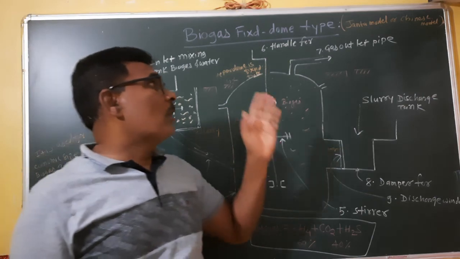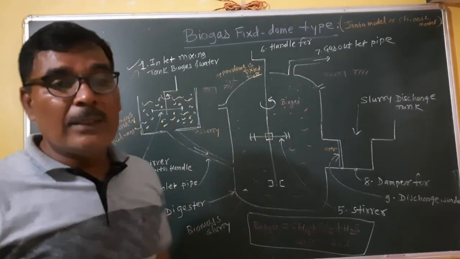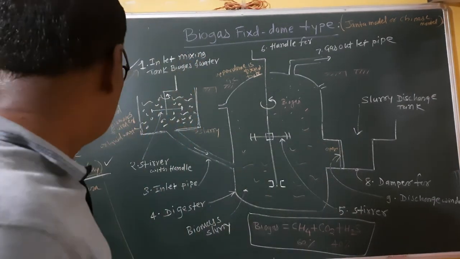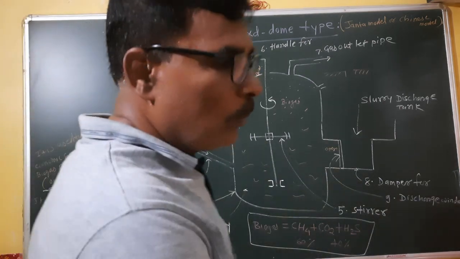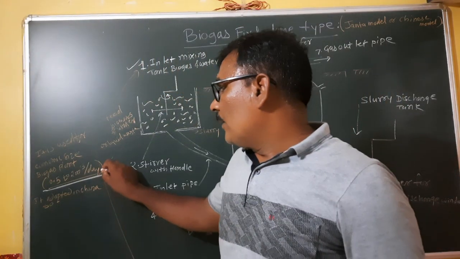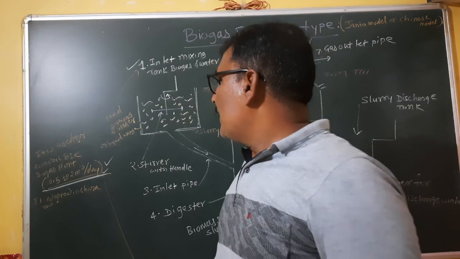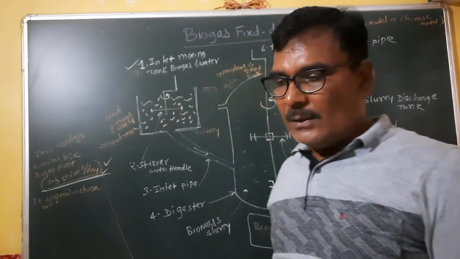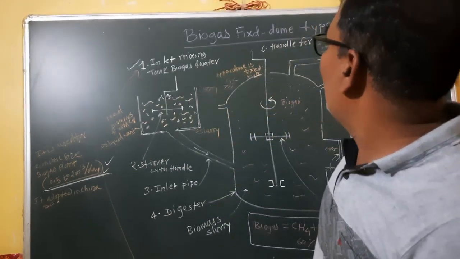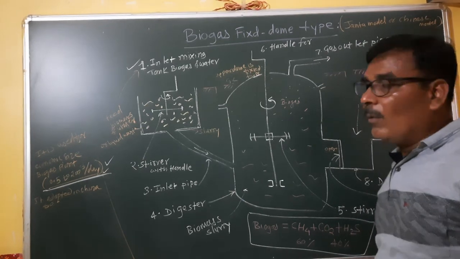So this model is called the Janta model or Chinese model. This is a very economic model. It produces gas at about 0.5 to 2 meter cube per day. This is a multiple choice point we have to remember. This point is also important for this type of fixed dome type gas model. Thank you.